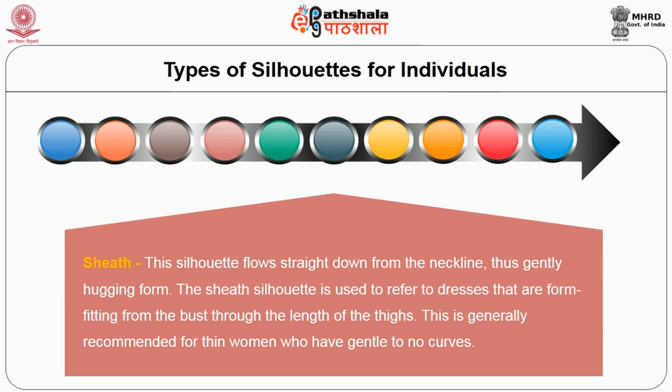The sheath kind of silhouette flows straight down from the neckline, thus gently hugging the form. This is used to refer to dresses that are form-fitting from the bust through the length of the thighs. This is generally recommended for thin women who have gentle to no curves.